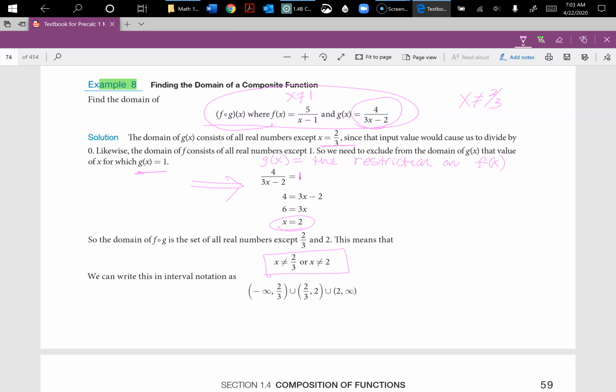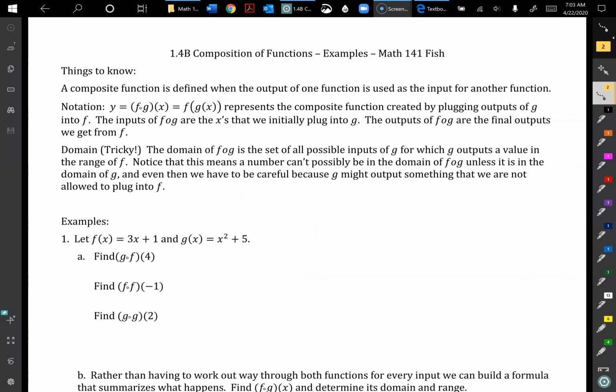So now let's go back to the other page. Okay, so here we are at the notes page, and we're looking at the examples. And what I just went over was be careful, because g might output something that we're not allowed to plug into f, so we need to watch for that. So here we are with f of x equals 3x plus 1 and g of x equals x squared plus 5.